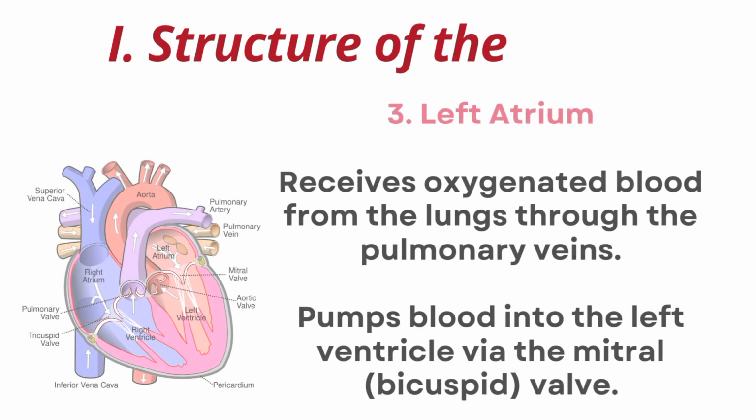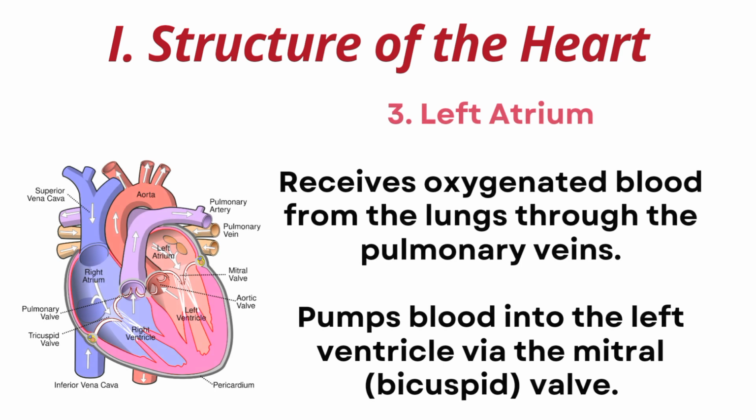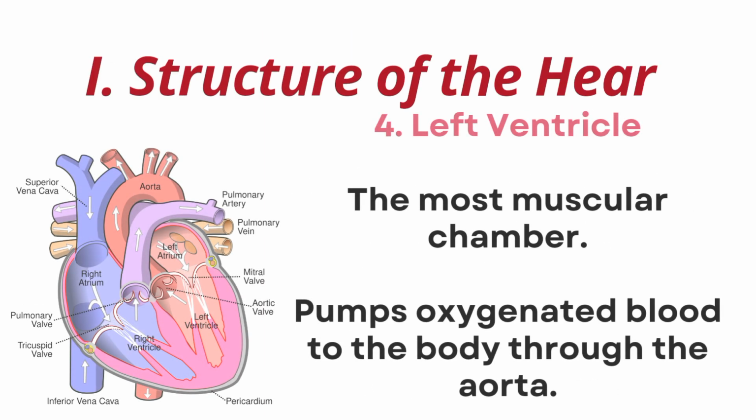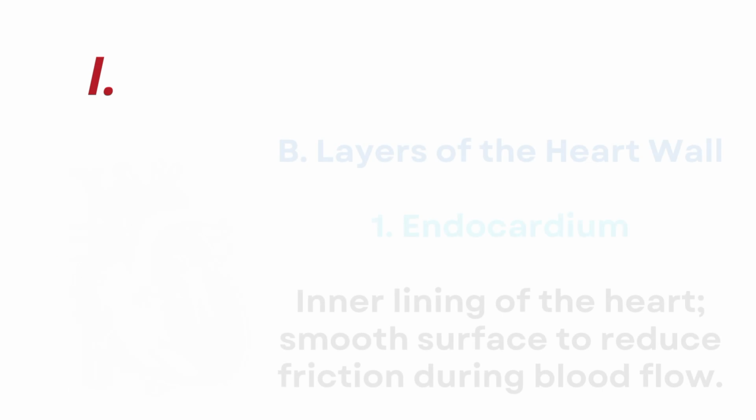3. Left atrium. Receives oxygenated blood from the lungs through the pulmonary veins. Pumps blood into the left ventricle via the mitral or bicuspid valve. 4. Left ventricle. The most muscular chamber. Pumps oxygenated blood to the body through the aorta.